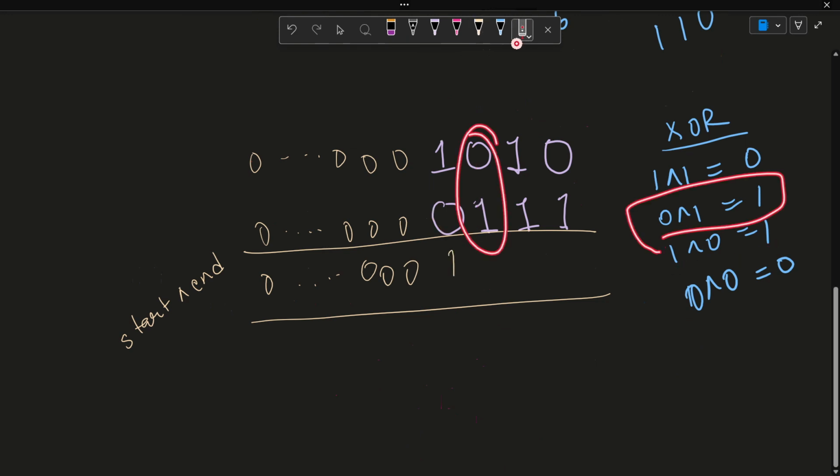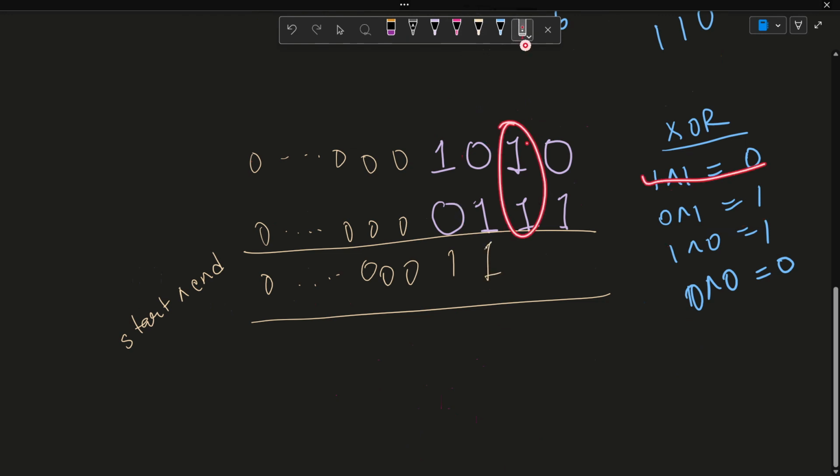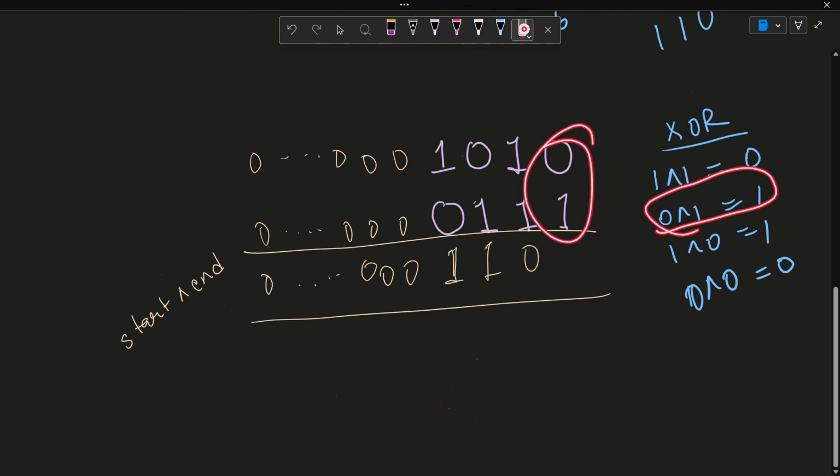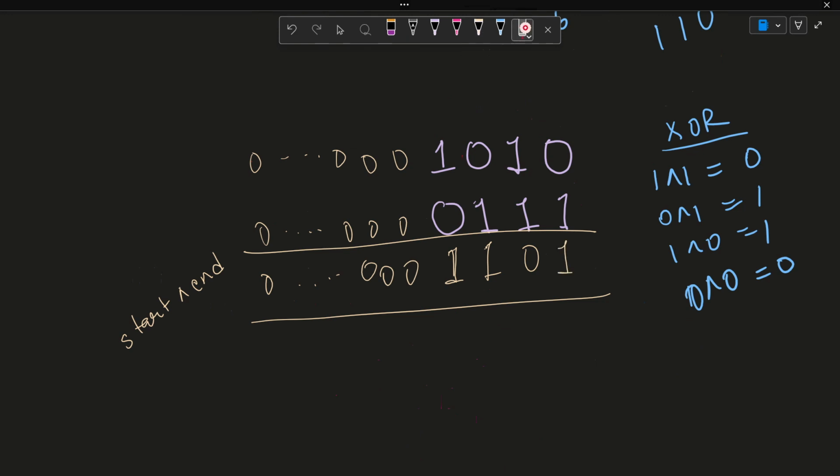0 XOR 1 is 1, so the answer would be 1 in this case. 1 XOR 1 is 0, so the answer would be 0. And again, 0 XOR 1 is 1, so the answer would be 1. Now if you see, the number of ones in this is actually the number of set bits, the bits which have the value of 1, and that is our answer. We have 3 set bits, and that is why the answer is 3 for this case.